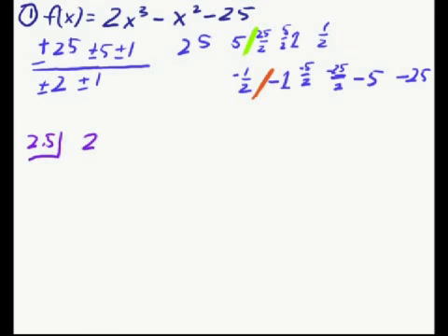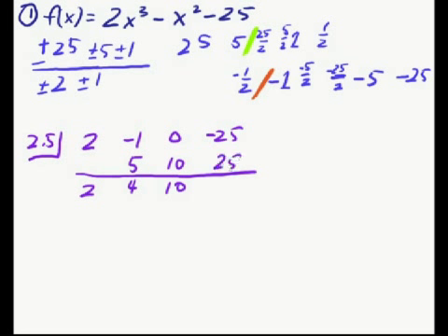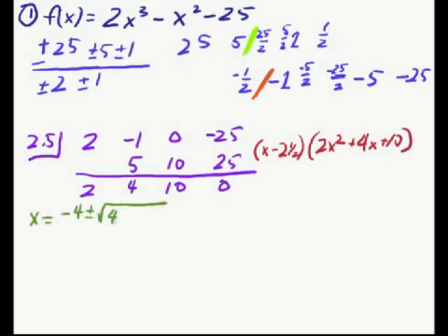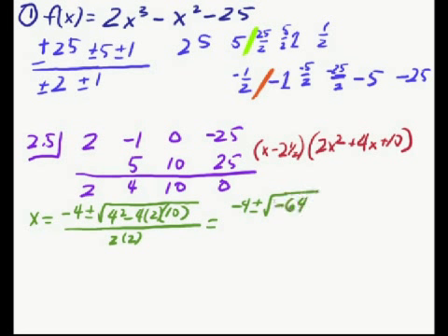Next, I'll try 2.5. With a remainder of 0, I know that 2.5 is a root of this equation. It's a 0 of this polynomial. And one of the factors is x minus 2.5. And then I just write my second factor, which turns out to be a quadratic. So I'm going to go to work on it with the quadratic formula.